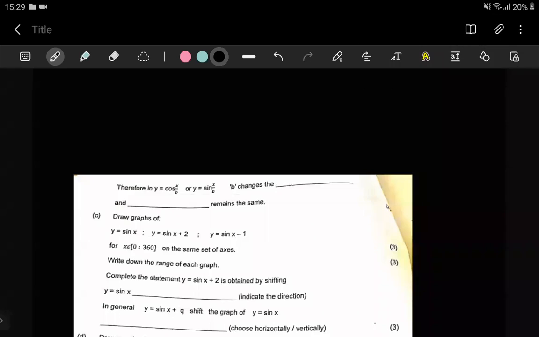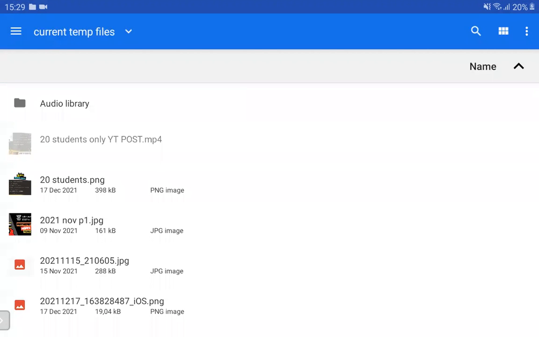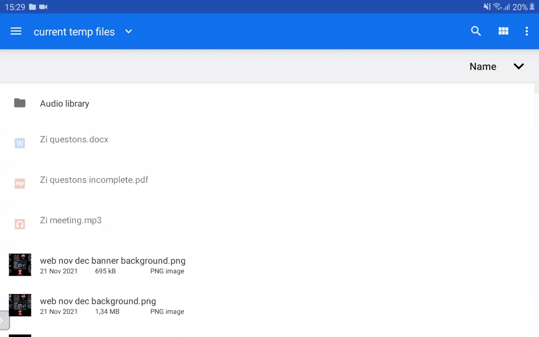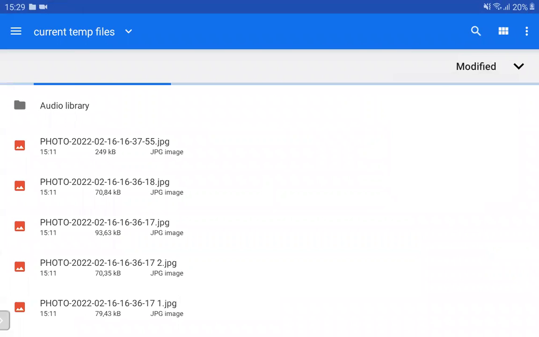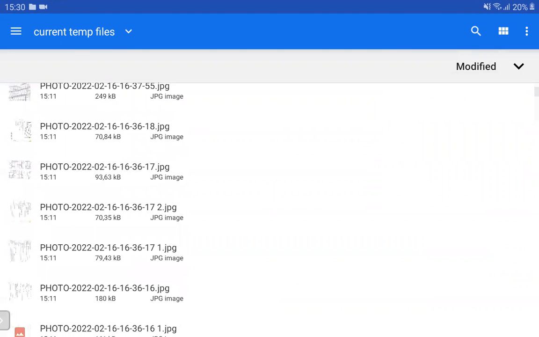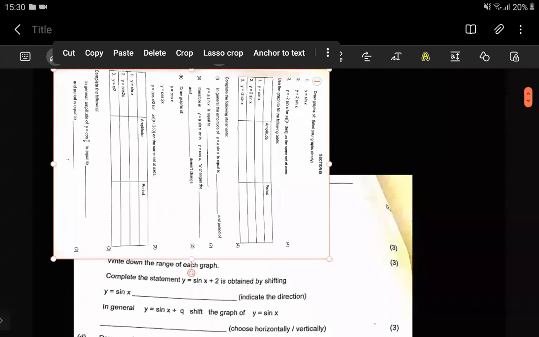So I said that B changes the period and amplitude remains the same. You said b changes the period and then the amplitude stays the same. Yes. Yeah, that's actually quite accurate, because with where B is here, in this example, it does not affect our amplitude at all. So the amplitude would remain the same, regardless of the image that we would be seeing here.